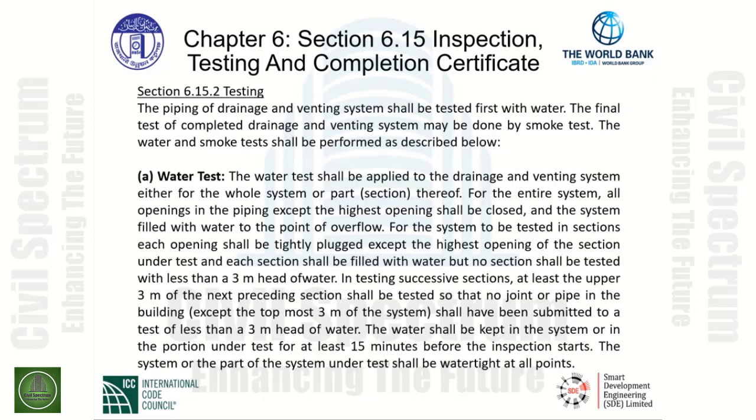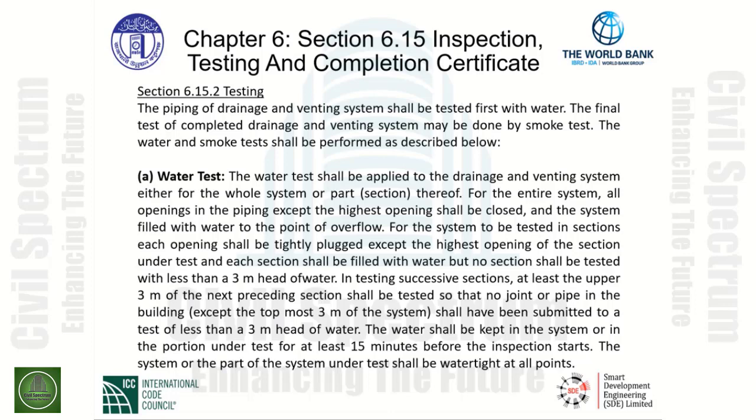Section 6.15.2, titled Testing. The piping of drainage and venting system shall be tested first with water. The final test of completed drainage and venting system may be done by smoke test. The water and smoke test shall be performed as described below.